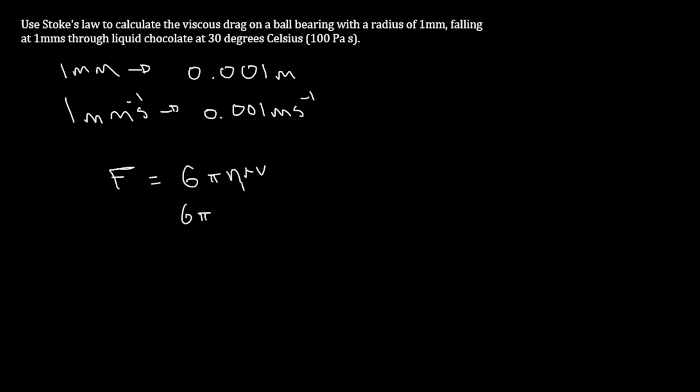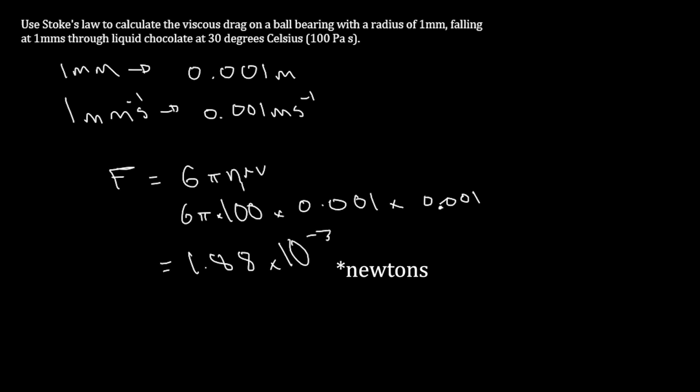Now, our viscosity is 100. Now, our radius times 0.001 times our velocity, 0.001 again. Put that into your calculator and write out the result. And we get a final answer of 1.88 times 10 to the minus 3. So that's how you'd solve your basic Stokes Law question.